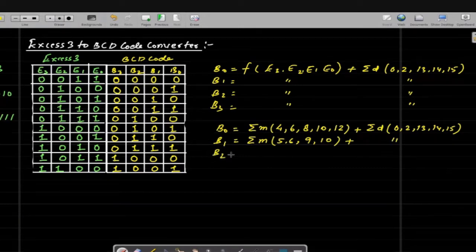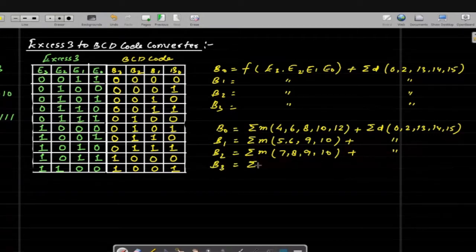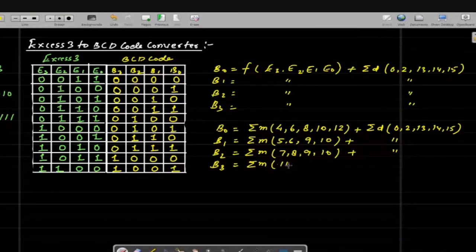Similarly you can also write for B2, which has min-terms 7, 8, 9, and 10, plus the don't care conditions. And B3 can be written as sigma m, and only two min-terms are there, which correspond to 11 and 12. Okay, this is 11 and this is 12, plus the don't care conditions.